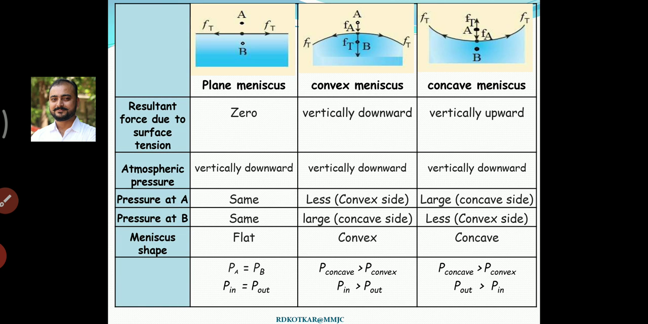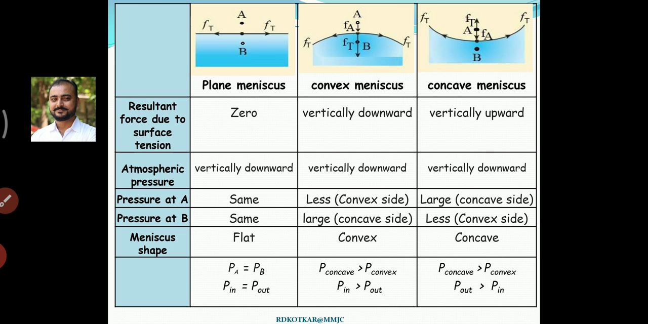A table is given to you. This table gives you the idea about the comparison related to these three meniscus. You can see here the resultant force due to the surface tension: for a plane meniscus it is 0, and for both convex and concave it is vertically upward. Then the direction of resultant force acting. Atmospheric pressure is acting vertically downward in all cases. Pressure at A is the same, since we are comparing between A and B, so pressure at A and pressure at B is the same.